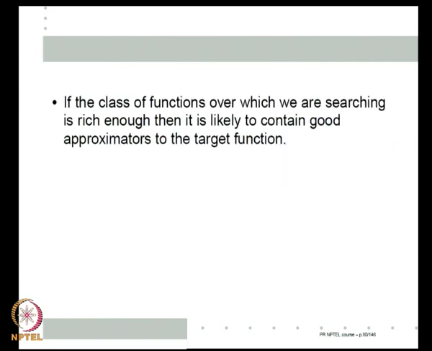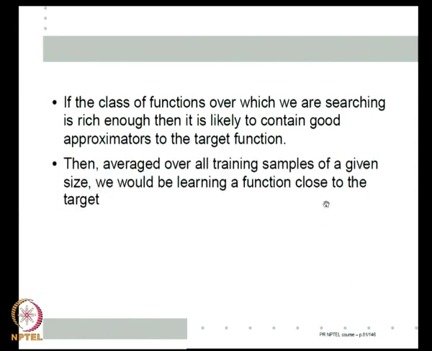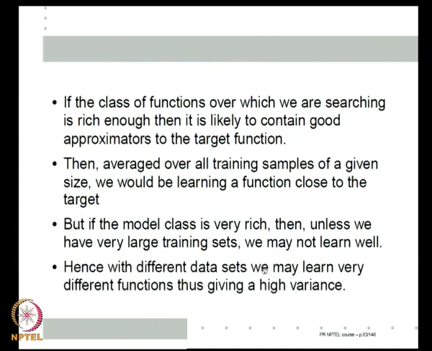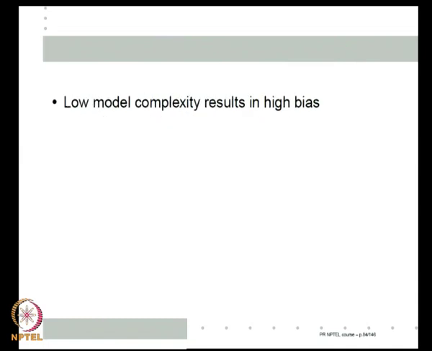If the class of functions over which you are searching is rich enough, it is likely to contain good approximations of the target function, and hence averaged over all training samples, we may learn a function that is close to the target. So, if the class is rich enough, our bias is likely to be small. But if the model class is rich, unless you have very large training sets, we may not learn very well. In the sense, on any given day with the given training data, I may not be able to learn the same function. So, on different data sets, we may learn different functions, and thus we may get high variance. This is the whole idea of the bias variance decomposition in the final error we make.